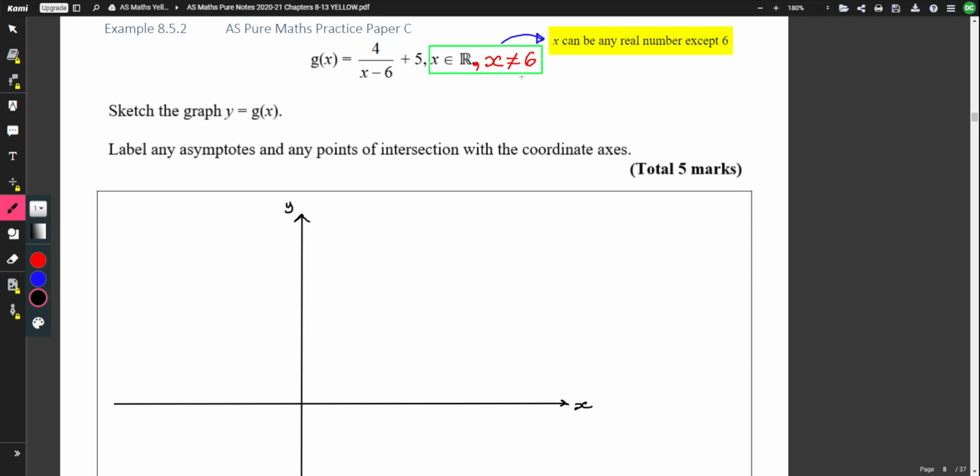You might want to think about why can't it be 6? Imagine subbing it in, and you'll come across a problem of trying to divide by 0, which is impossible.